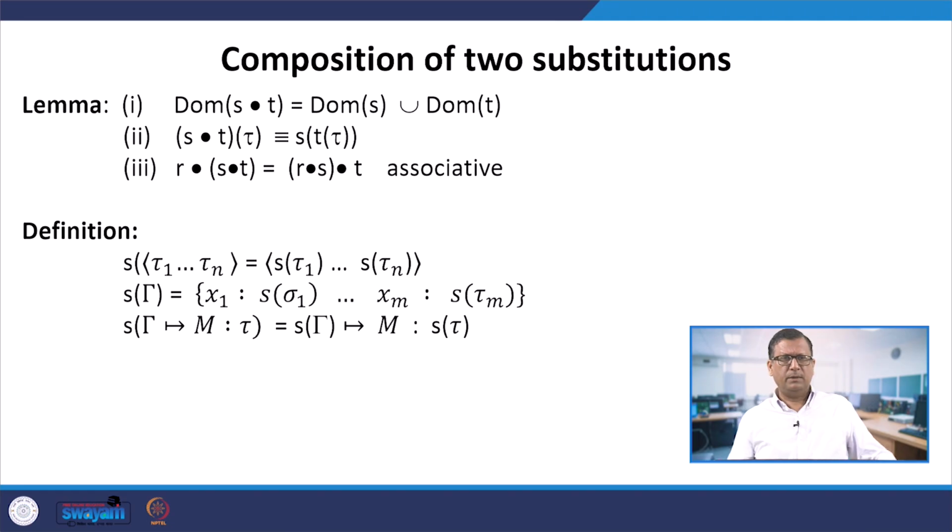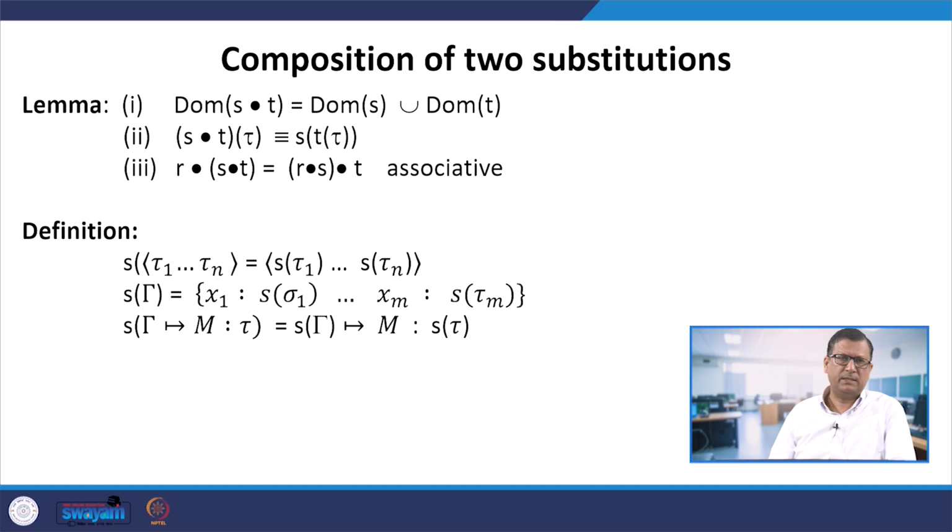Then we have this lemma which says that the domain of the composition of S and T is the union of the domain of S and the domain of T. And if I apply the substitution S dot T onto tau, it is applying T onto tau first, then onto the result we apply S. And this dot substitution operator is associative, in the sense that R dot (S dot T) is the same as (R dot S) dot T.